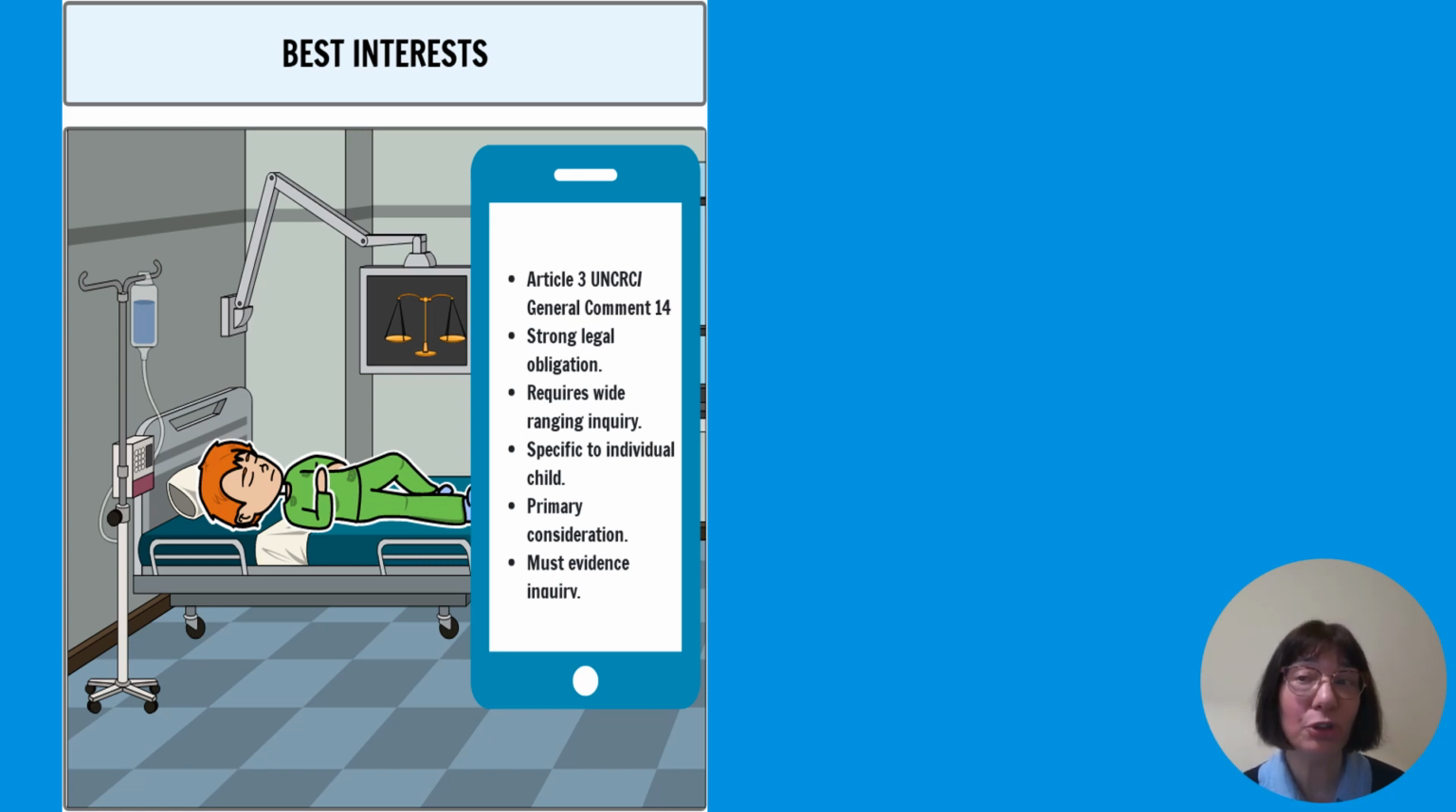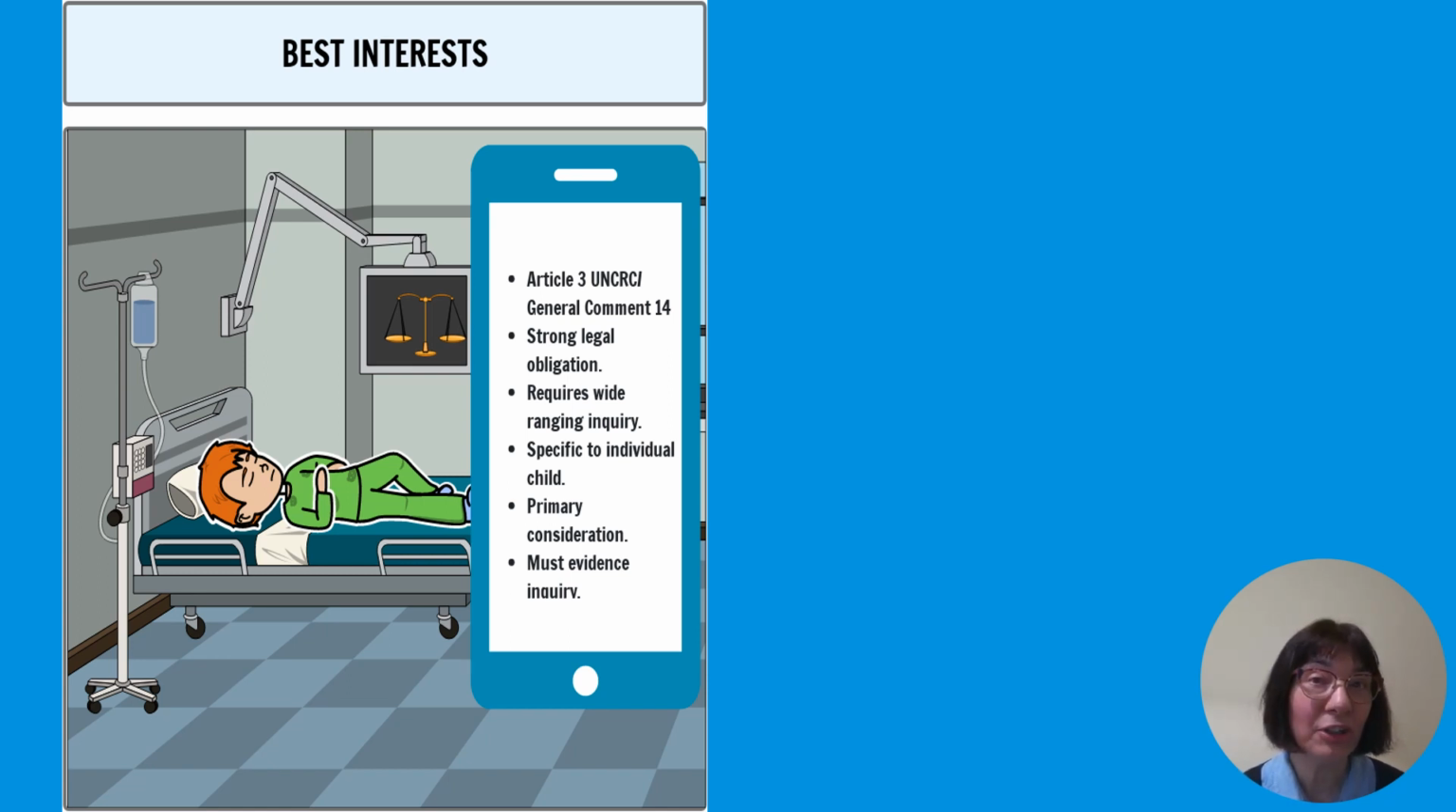Article 3 of the Children's Convention requires that in all actions concerning a child, the best interests of the child shall be a primary consideration. Although not immune from criticism, the principle of the best interest of the child is used universally. Health professionals will be very familiar with it, although it can be poorly understood and applied. The Children's Convention, General Comment 14, gives wide-ranging and detailed guidance as to how to ensure a child's best interests are met.